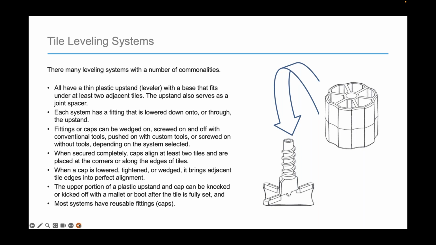When secured completely, caps align at least two tiles and are placed at the corners or along the edges of the tiles. When the cap is lowered, tightened, or wedged, it brings adjacent tiles' edges into perfect alignment. The upper portion of a plastic upstand and cap can be knocked off or kicked off with a mallet or boot after the tile is fully set. Most systems have reusable fittings or caps.